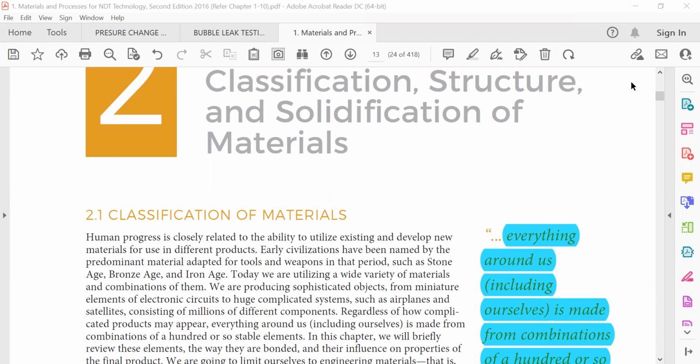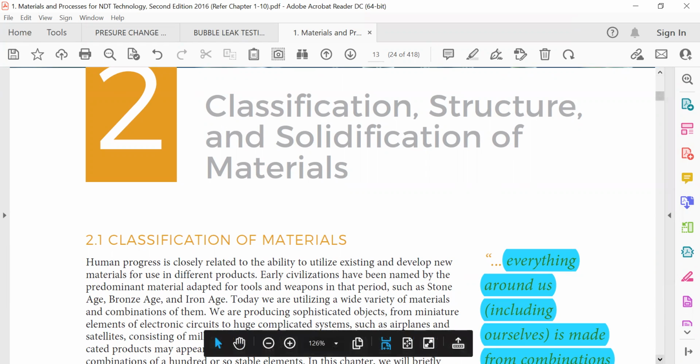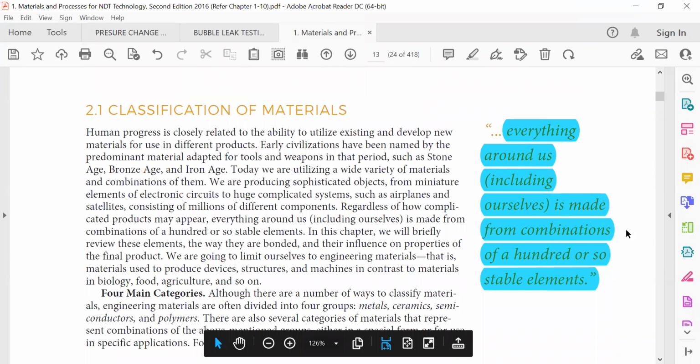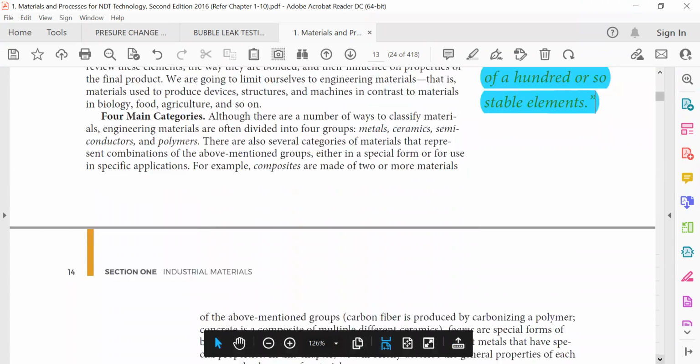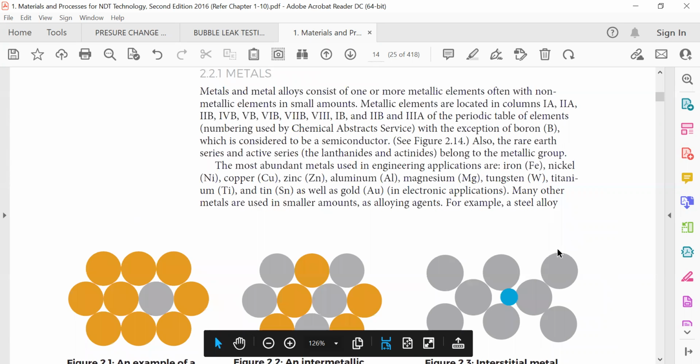Let us start chapter 2, classification, structure and solidification of materials. Everything around us, including ourselves, is made from a combination of hundreds of stable elements. Metals.